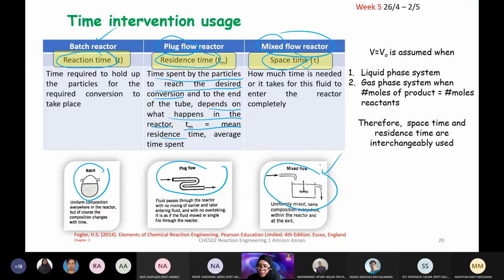For mixed flow, space-time is how much time it takes for the fluid to enter the reactor completely before it flows out. Meaning it enters, goes down to one level, and then flows out. That is how much time is needed to enter the reactor completely. So that is space-time. It is somewhat like residence time, but maybe it does not relate to the conversion, whereas for plug flow it relates to the conversion. The residence time is how long it stays in the pipe until they reach a certain X. So that is residence time.